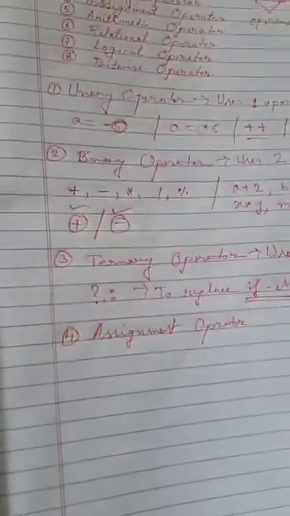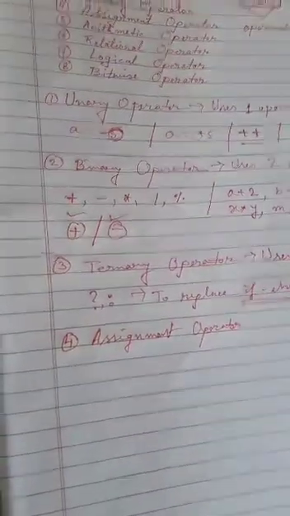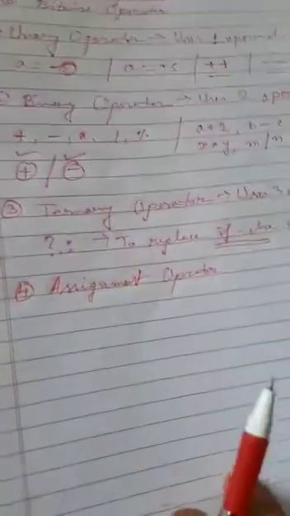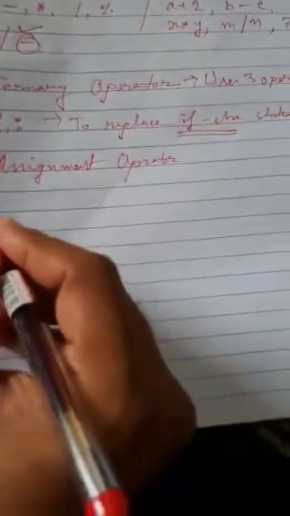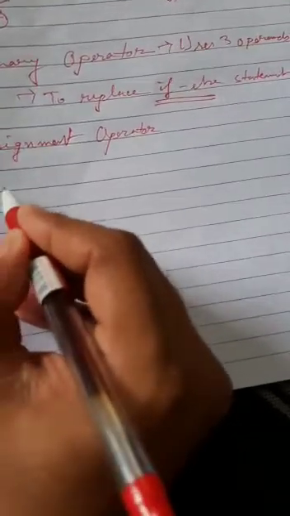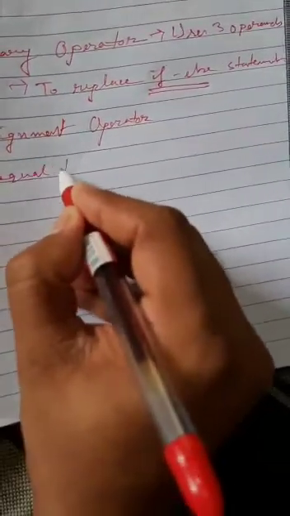Okay, so now next is the assignment operator. The ternary operator is over. Now the assignment operator. It is very simple. Only one assignment operator is present, that is the equal to symbol.